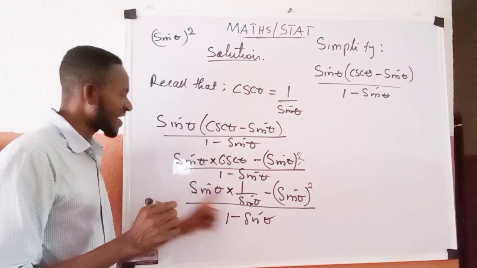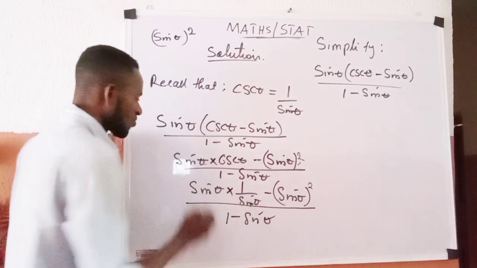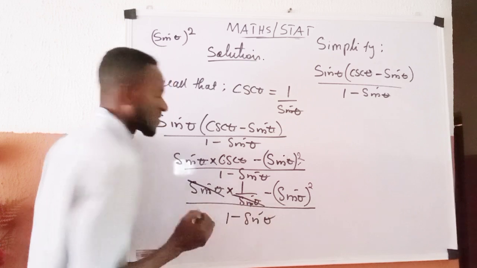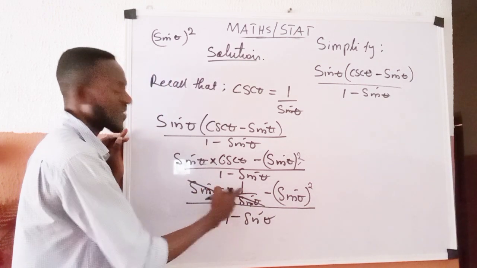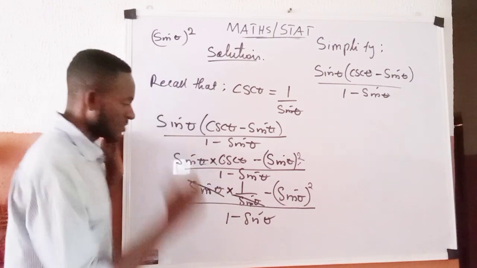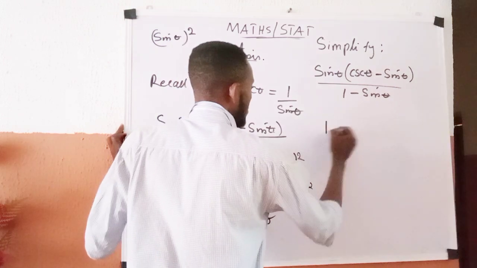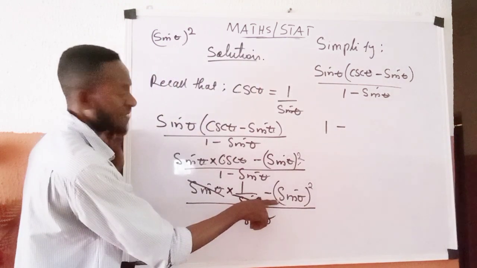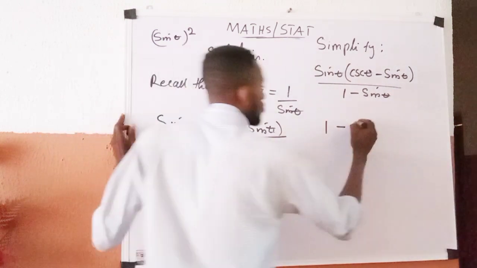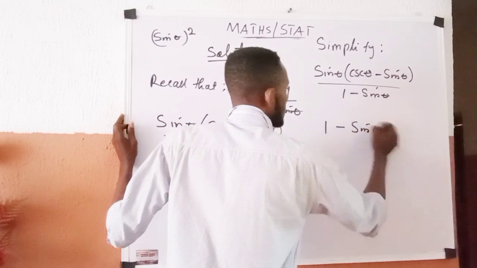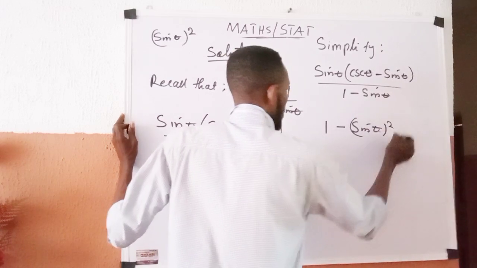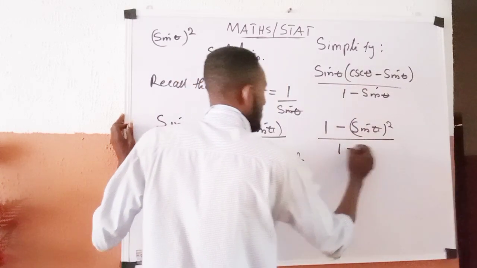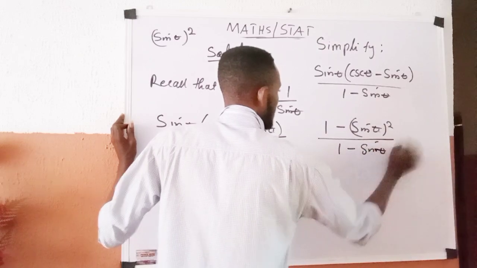Then I have sine theta here and sine theta here, they can go. So this will cancel this. What I have here standing alone is 1. So I have 1 minus sine theta all squared, all over 1 minus sine theta.